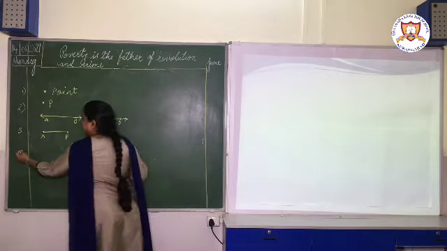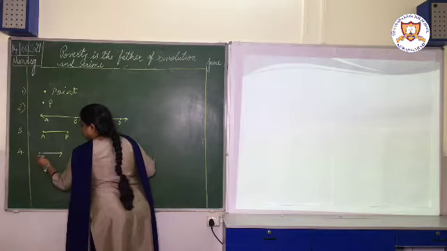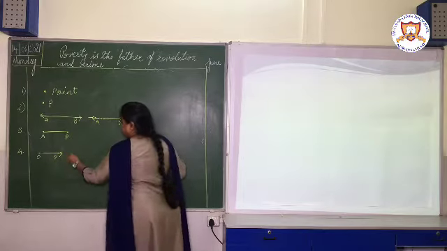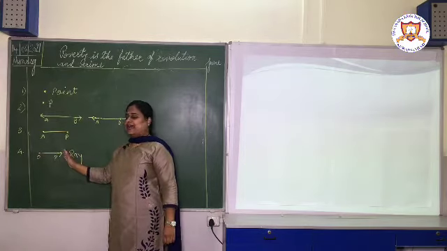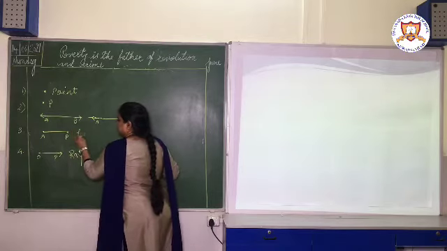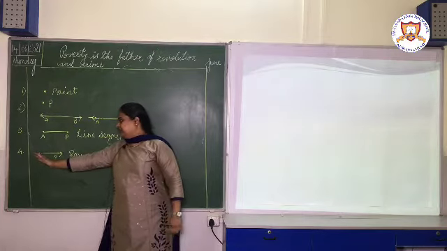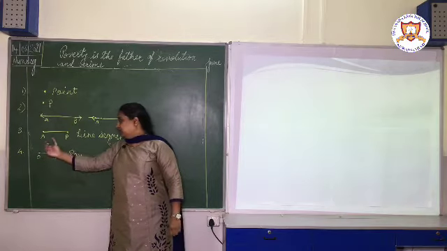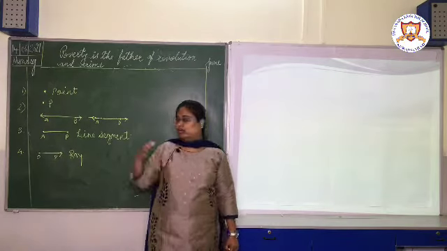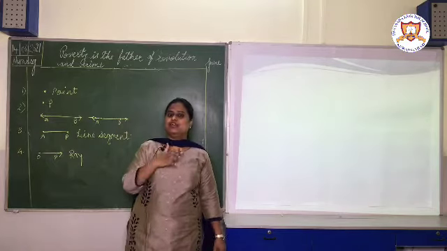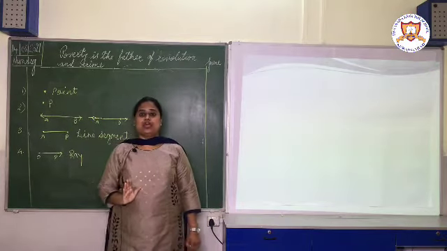Our fourth figure, just identify this. Yes, we call it a ray. A ray has an origin point but does not have an end point. The third figure is what we call a line segment, and the fourth figure, the ray, has an origin point but no end point. Real life examples of rays are torch rays and sun rays, which have an origin point but do not have an end point.